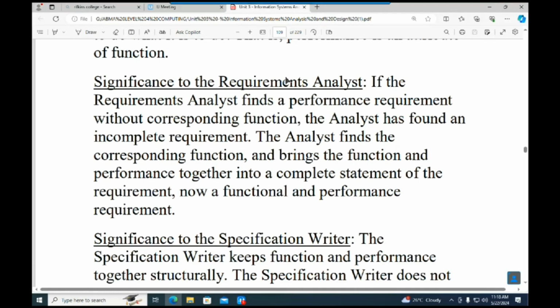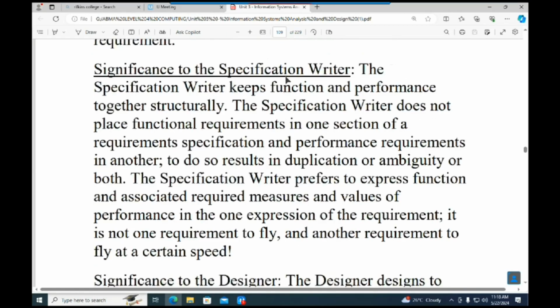Okay, so these requirements are actually significant to the requirements analyst, because if the requirements analyst is going to find performance requirements without corresponding functions, then here the analyst is going to find an incomplete requirement. So the analyst needs to find the corresponding function, then bring the function and the performance together in a complete statement of that particular requirement, so that now both functional and performance requirements are defined and clear.